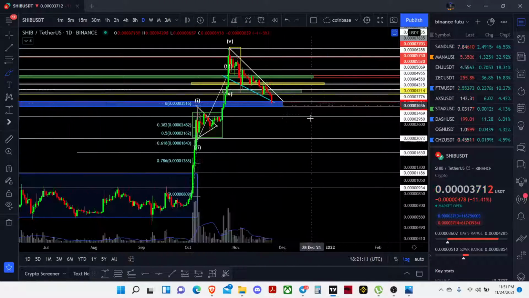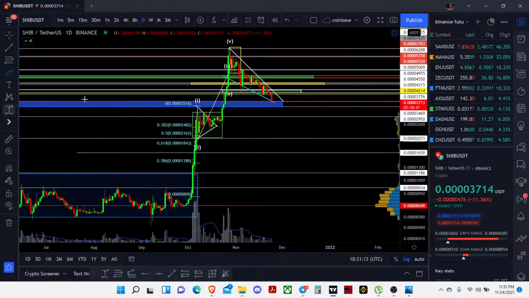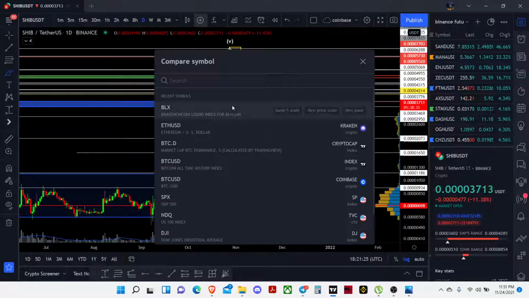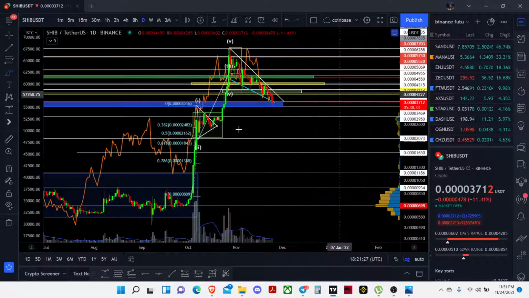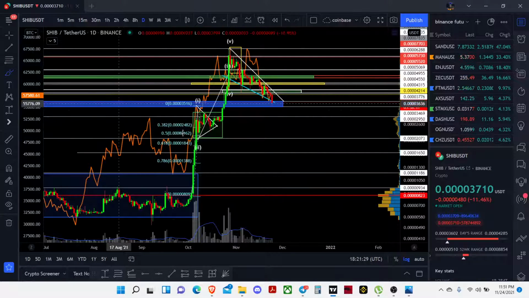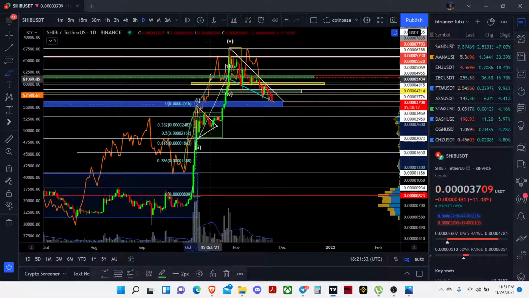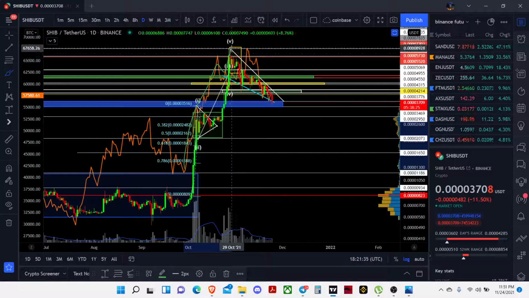And this guy is Shiba Inu in my blue box. It's a support. So what do you feel right now? This is something that is moving kind of according to Bitcoin. If you plot Bitcoin, you can see that it's definitely respecting Bitcoin, because it made the move from here. When BTC moved, it moved, and when BTC stopped the move, it stopped.